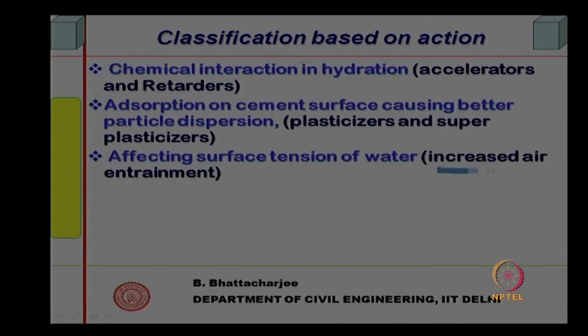Air entraining agent: essentially, physically, they allow air to be entrained into the concrete, but their action is that they change the surface tension properties of water. Bubble formation, air bubble formation, is dependent on the surface tension properties of the liquid, because it is a liquid-air interface.